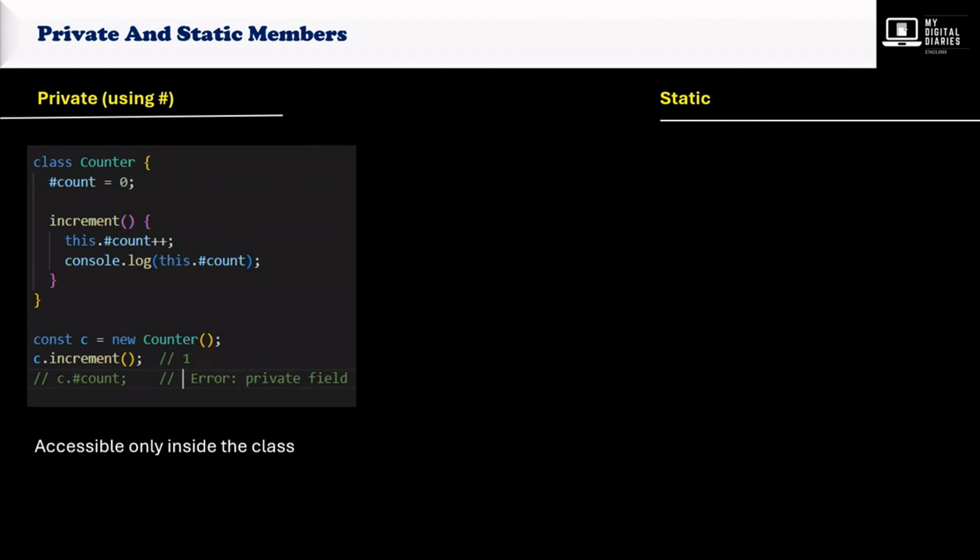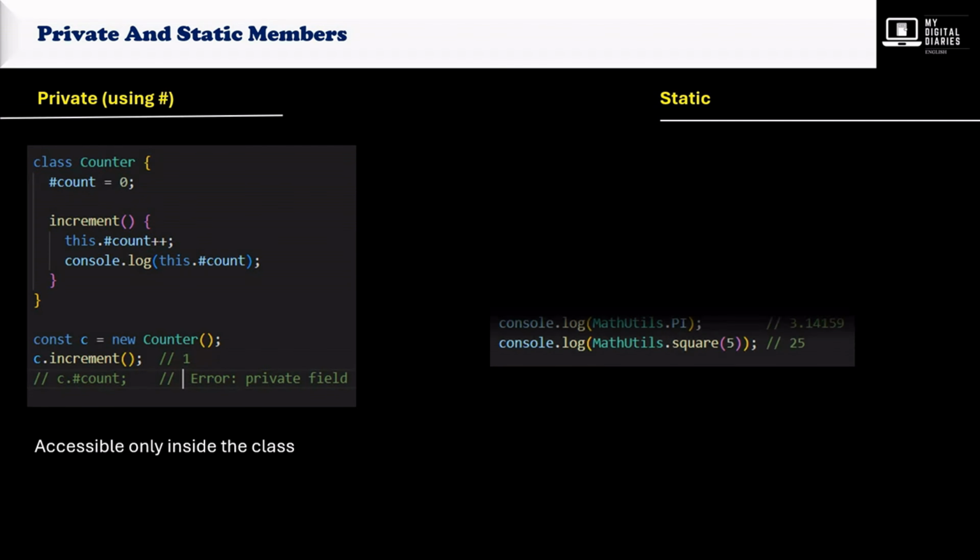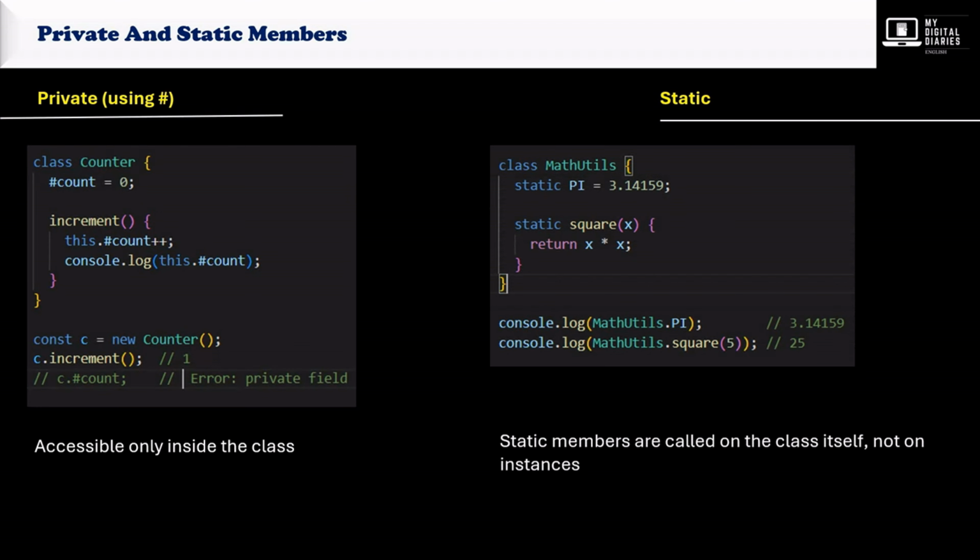Now next thing is the static members. The static properties and methods are not tied to individual objects but to the class itself. This means we call them directly on the class, not on the instance of the class. So let's take an example again here. We have a class called MathUtil. Inside it we have defined a static property pi and we have given a constant value. And then we have a static square function that returns the square of a number.